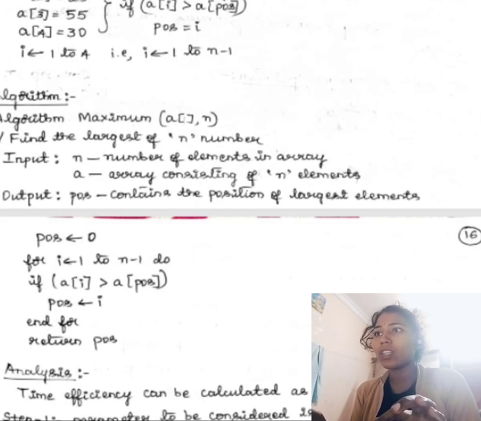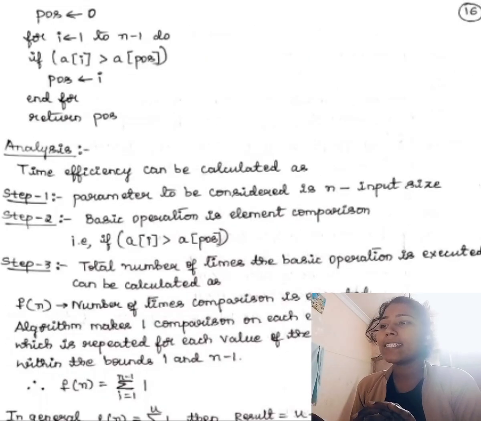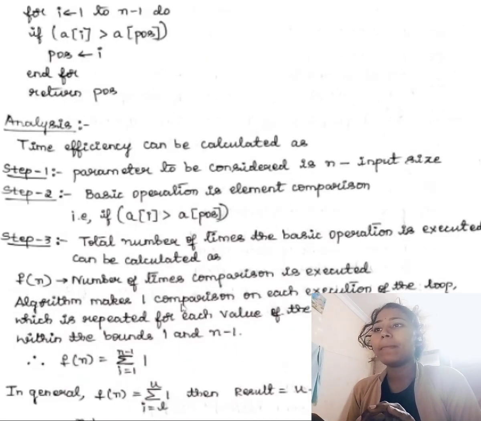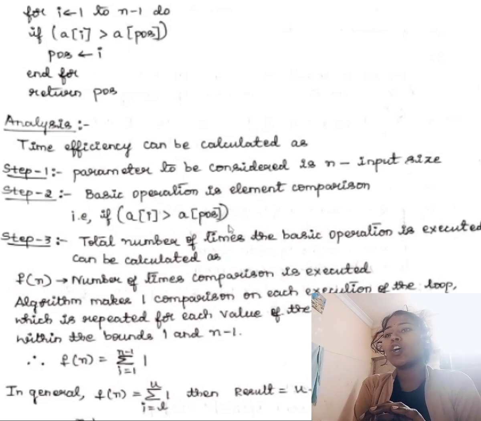We analyze it through the 5 steps. The first step is the parameter to be considered; here the input size n is given, so n is the parameter. Then the basic operation is A of I greater than A of position, and the total number of basic operations executed can be calculated, that is, the number of times the comparison is executed. How do we calculate this? The algorithm makes one comparison on each iteration of the loop, which is repeated for each value of the loop variable I within the bounds 1 to n minus 1. Now calculate using the formula.